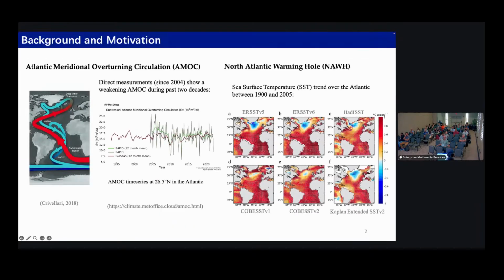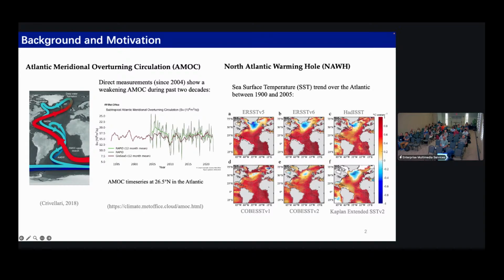The AMOC, as we all know, is a large-scale ocean circulation, including the northward flow of warm salty water in the upper Atlantic and the southward flow of freshwater in the deep Atlantic. The AMOC is important, but direct observations are very limited in the historical period, only starting from 2004, which shows a weakening AMOC during the past 2 decades. So we may ask, how did the AMOC change during the past century?